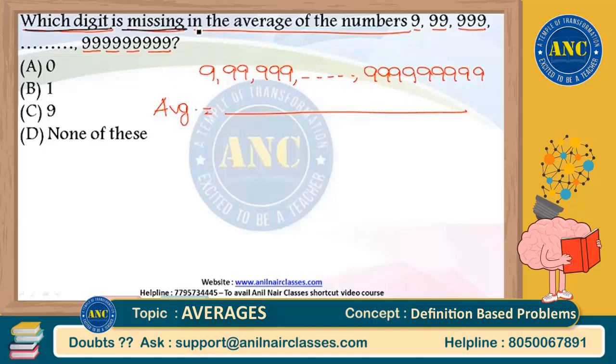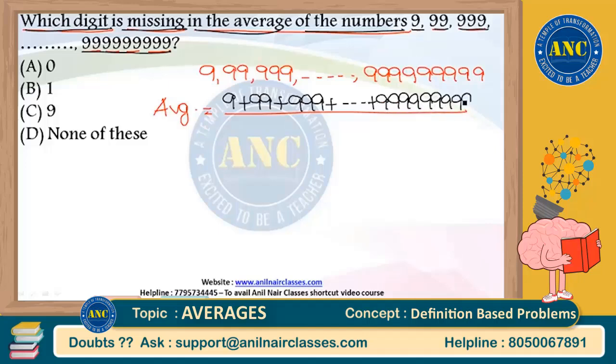Which digit is missing in the average of the numbers 9, 99, 999? Last number is having 9 written 9 times. Now see here, sir. Average is sum of the quantities 9 plus 99 plus 999. The last number is having 9 written 9 times, right? 9 written 9 times divided by number of quantities. How many terms are there? There are totally 9 terms.